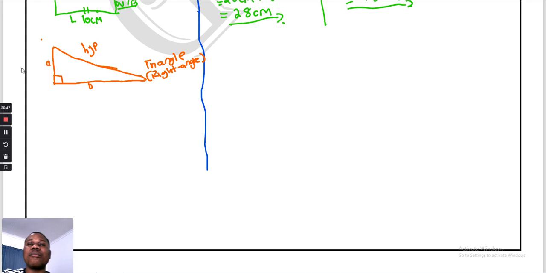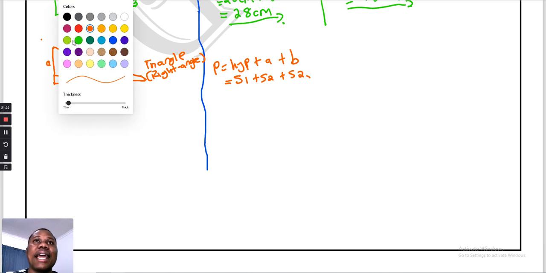Now if we want to calculate the perimeter of this triangle, we're just going to say the hypotenuse side plus the height plus the base. That will give us our perimeter. Or someone can say, because that triangle has 3 sides, side 1 plus side 2 plus side 3. I don't want to go deep into this triangle. I just want to leave it there.